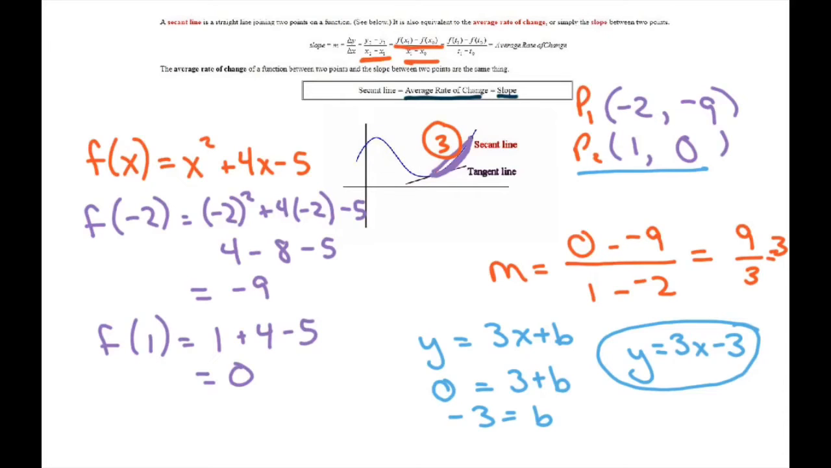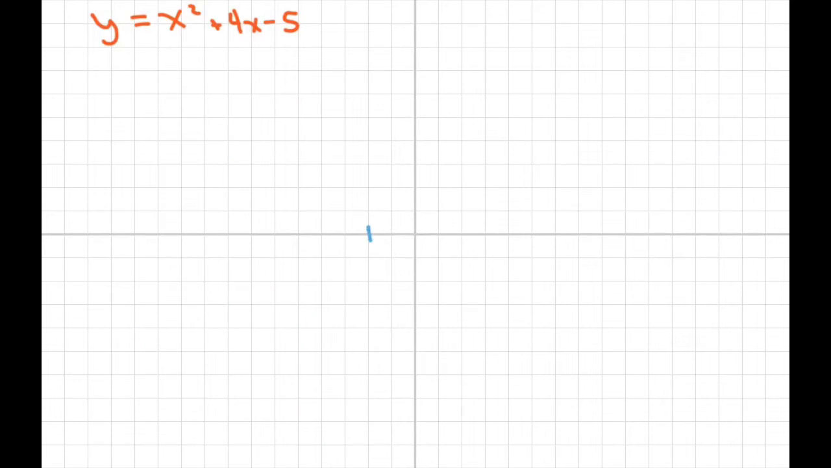Now, if you need to graph, we're going to go ahead and graph this, and we need to remember these 2 points, -2, -9, 1, 0. So let me do that very quickly. -2 goes to -9, 1 goes to 0. All right, and we go 1, 2, 3. So this is -2, -9, and this point's 1, 0. The y-intercept of this equation is -5. 1, 2, 3, 4, 5. That's when x is 0.